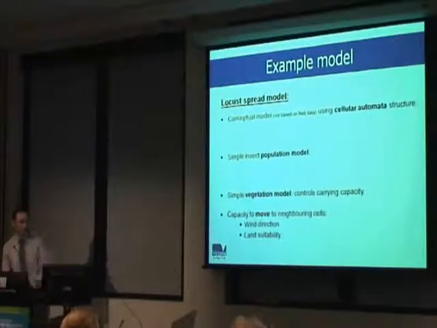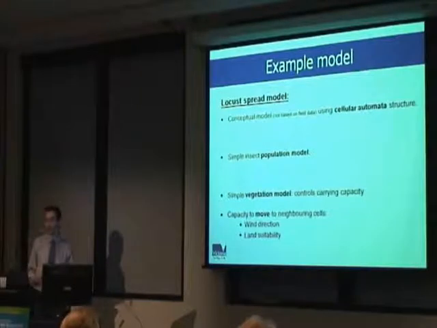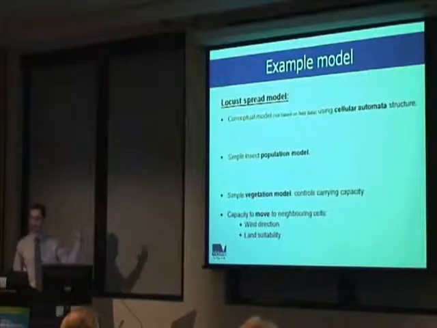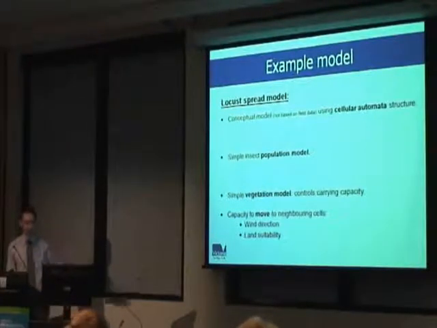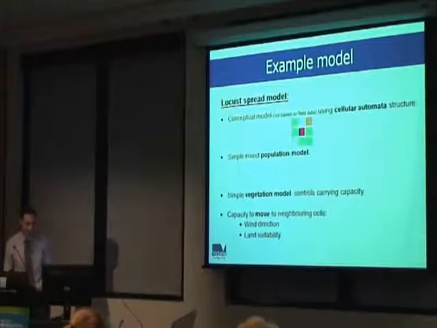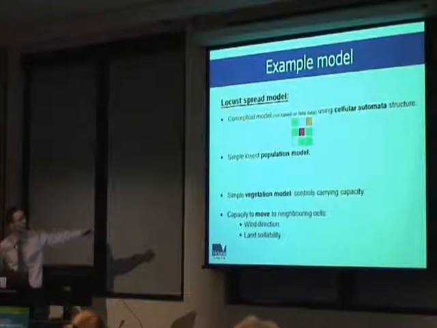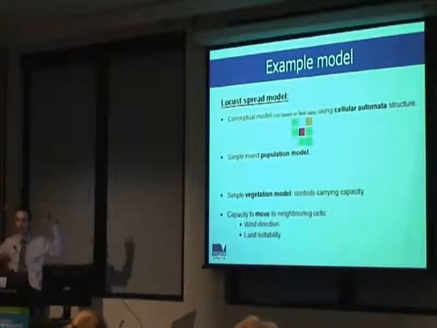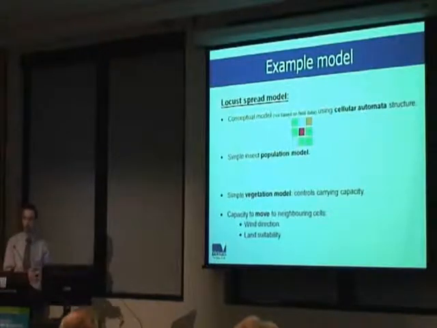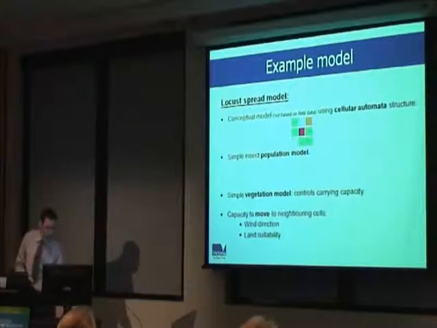My example model is a locust spread model. It's a conceptual model, so there's no real data in it. So when you look at the outputs, what's modeled really doesn't matter. What it's using is a cellular structure. I model some populations of insects within certain cells. Space is divided into square cells, and my population model is run within each of those cells.